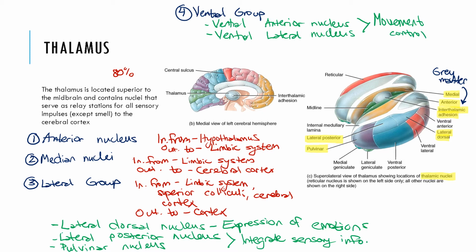Then we have the ventral posterior nucleus. This one relays impulses for somatic sensations, things like touch, pressure, vibration. This nucleus relays those types of impulses. Somatic are just going to be body sensations, touch, pressure, vibration, like I said.